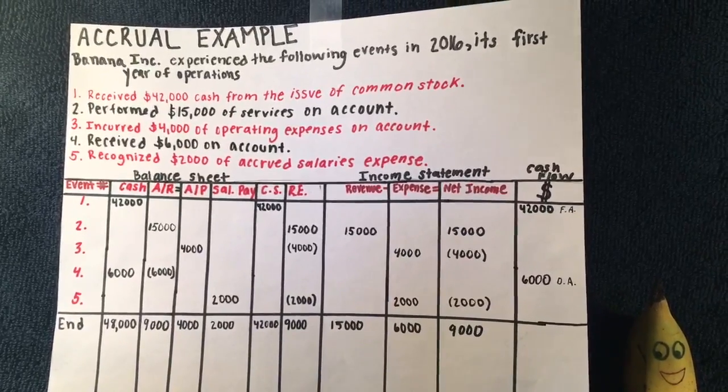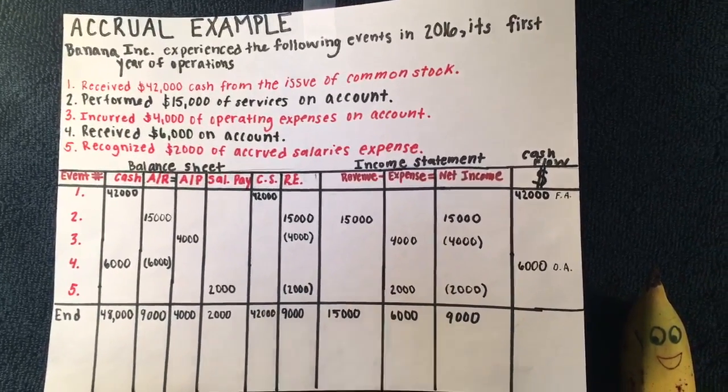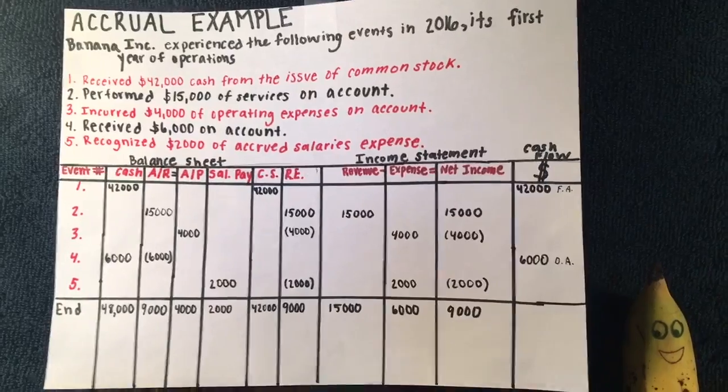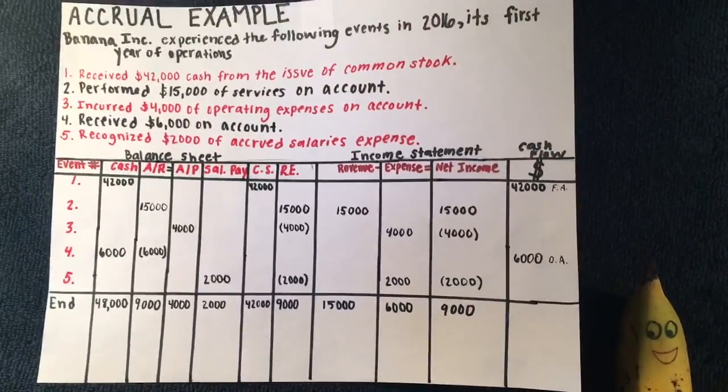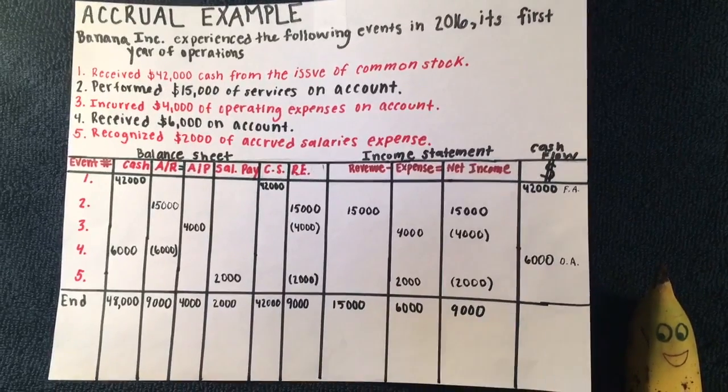In Event 4, Banana Inc. received $6,000 on account. So this would decrease accounts receivable by $6,000, increase cash by $6,000, and it would be a $6,000 cash inflow from operating activities.